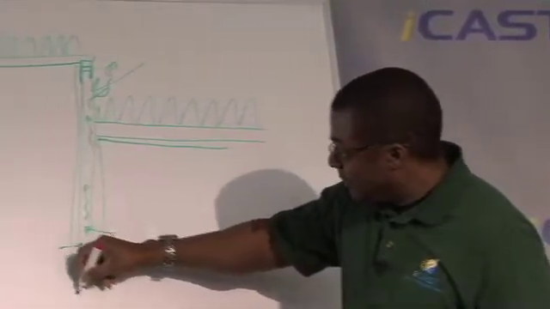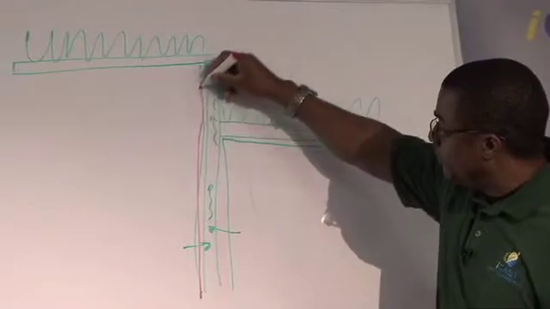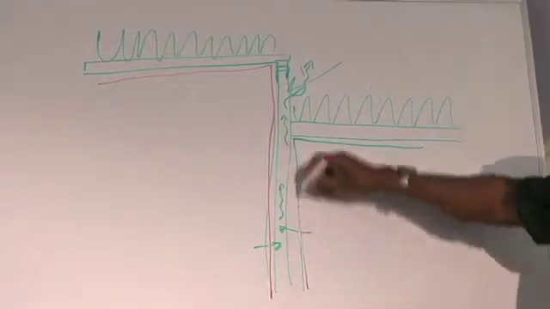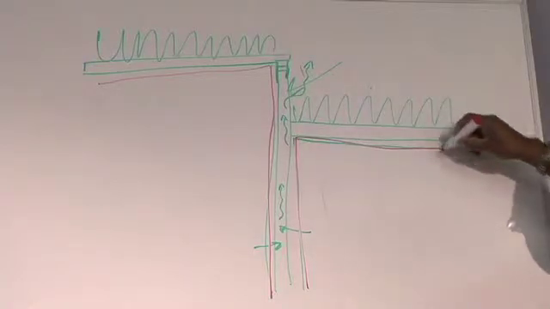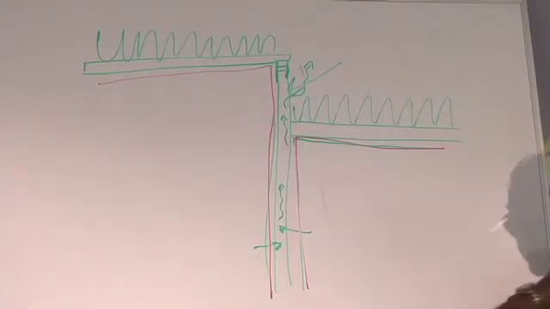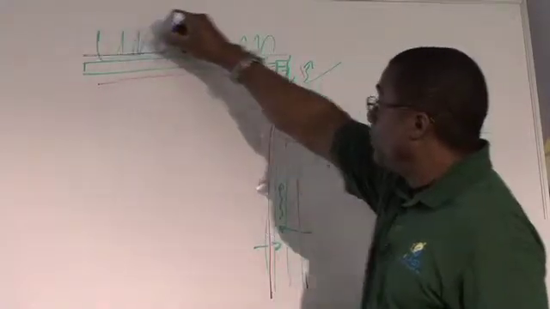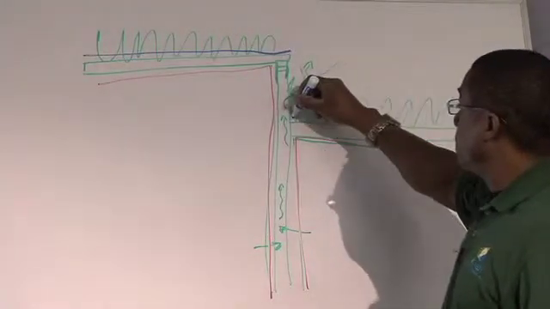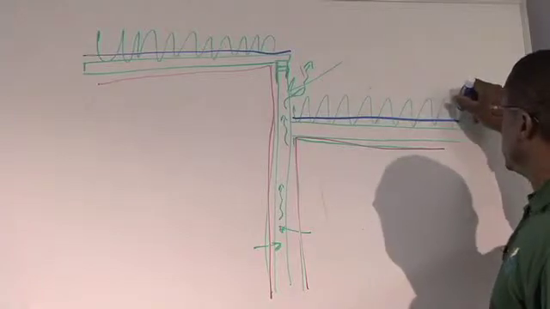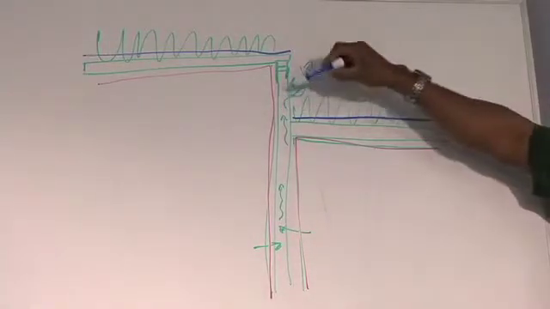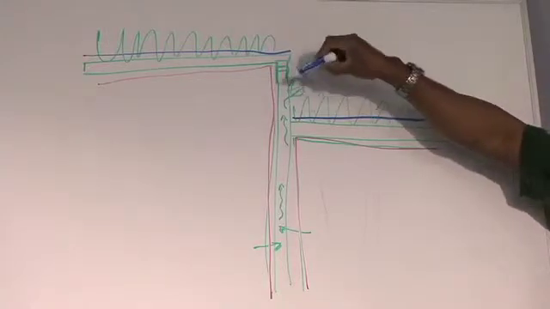Let's use this one as an example. We have an air barrier here. Okay. We have an air barrier here. Here's our thermal barrier. Okay. You see how these are not aligned? We have a hole here.